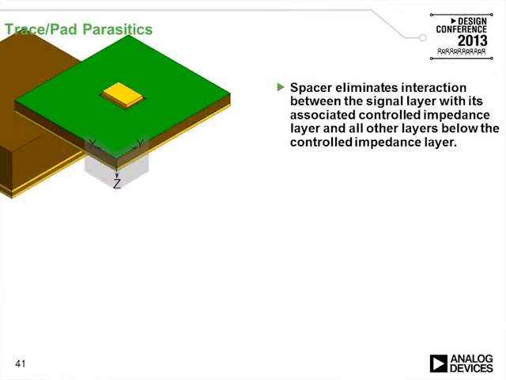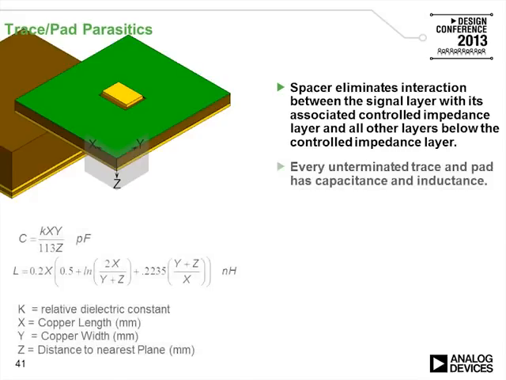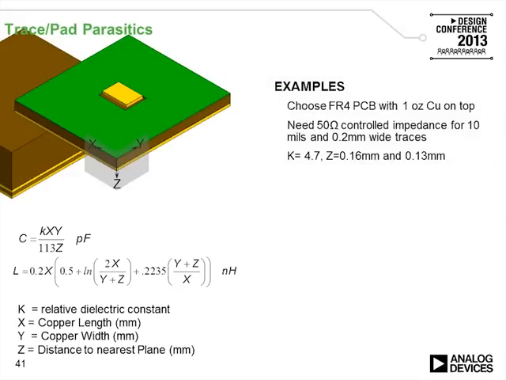If I remove the power planes that are separated from the signal plane, then I end up with the effective pad to next plane interaction. Every unterminated trace has a capacitance and an inductance, and the equation to calculate this is shown here. And here is an example.